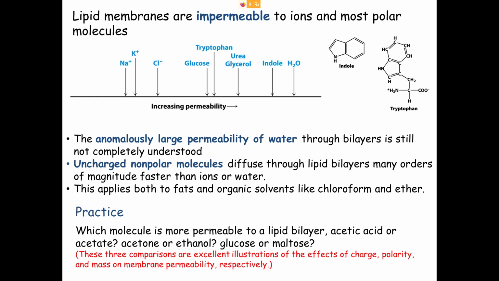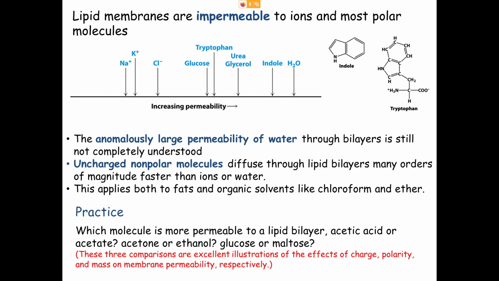Well, let's apply what we just said. Tryptophan is clearly bigger than indole, so I would think indole would be easier to go through. Tryptophan has polar groups on it, many of them. It's got a carboxyl group, it's got an amino group, it's got another nitrogen, where indole only has the one nitrogen. So again, tryptophan would have a tougher time based on that principle.